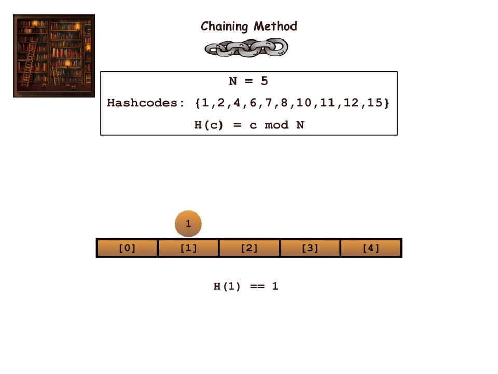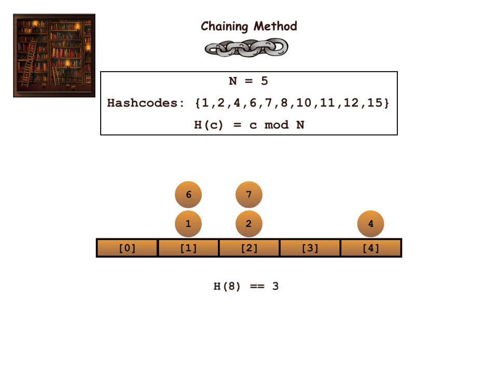1 would get stored at location 1. Then we have 2. 2 would get stored at location 2. Okay. Plug in 4. 4 would get stored at location 4. Then we have 6. 6 would get stored at location 1. So 6 would get added to that linked list. Next we have 7. 7 would go to location 2. So 7 would get added to that linked list.